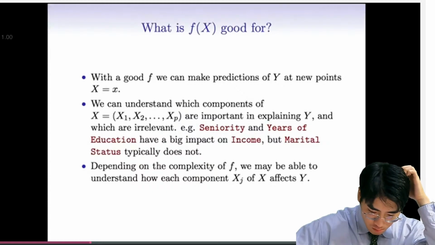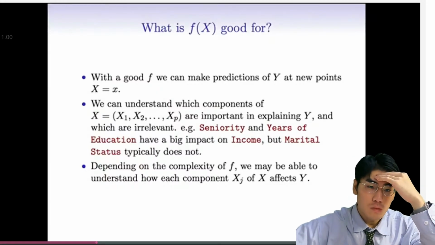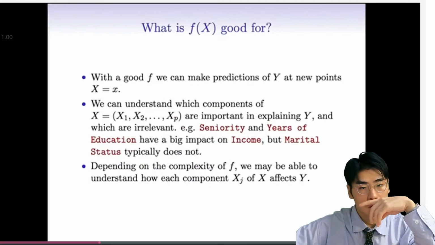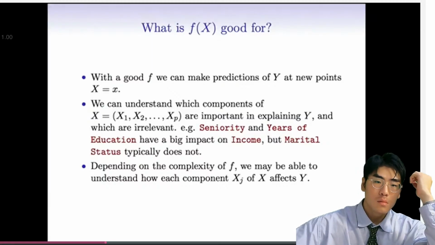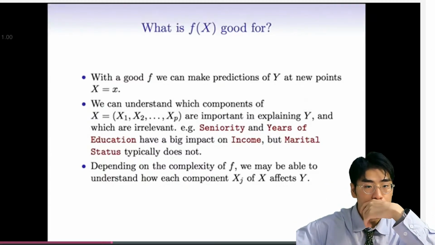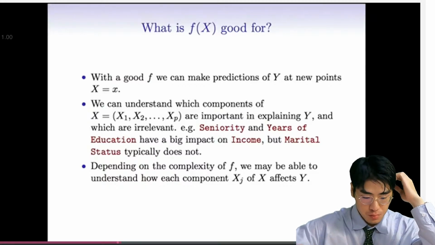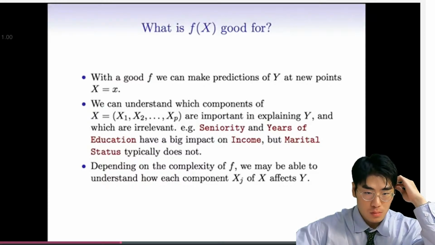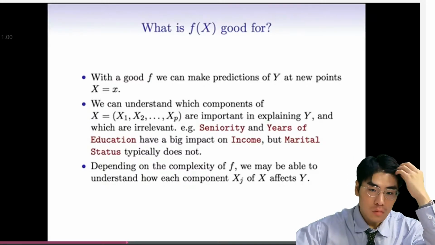So what is the function f of X good for? With a good f, we can make predictions of Y at new points X equals little x. Capital X is the variable having these three components, and little x is an instance, also with three components, particular values for newspaper, radio, and TV. With the model, we can understand which components of X, in general it will have P components if there are P predictors, are important to explaining Y, and which are irrelevant. For example, if we model income as a function of demographic variables, seniority and years of education might have a big impact on income, but marital status typically does not, and we'd like our model to be able to tell us that. And depending on the complexity of f, we may be able to understand how each component Xj affects Y, in what particular fashion it affects Y. So models have many uses, and those are amongst them.